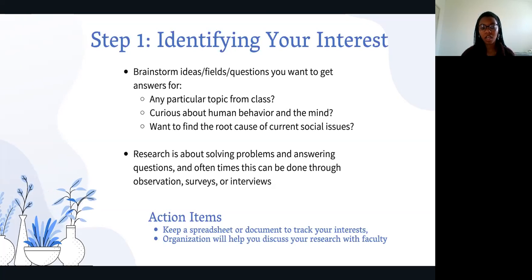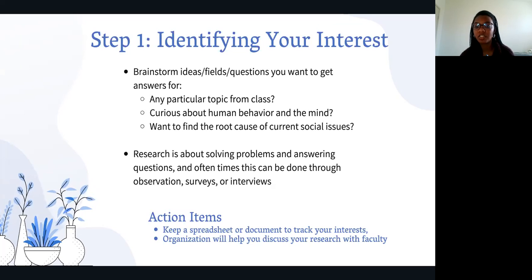Remember, research is about solving problems and answering questions that you already have. So starting with your problem will allow you to figure out what you want to do after. Do you want to do interviews? Do you want to do observations? Do you want to do surveys? It starts with tracking your interest. And an action idea that we have is keeping a spreadsheet or document about what you're already interested in, and that'll help you organize what you want to do in the future. So figuring out what is something that you're already interested in, whether that's based on your major and just outside interests that you do have.